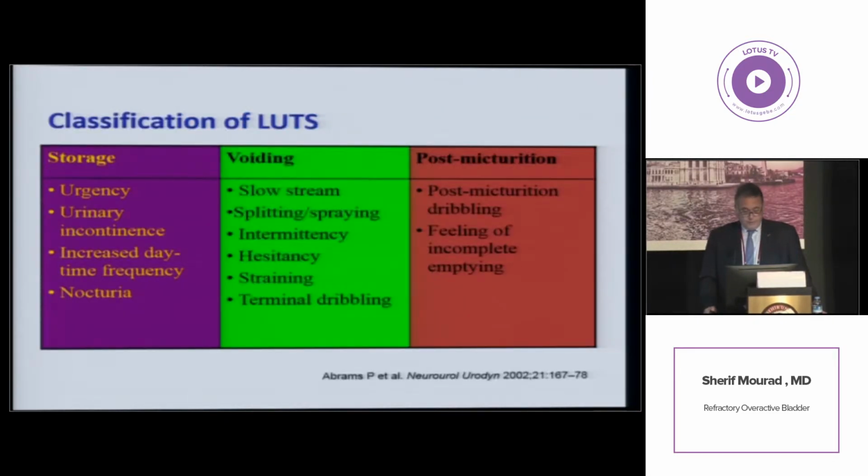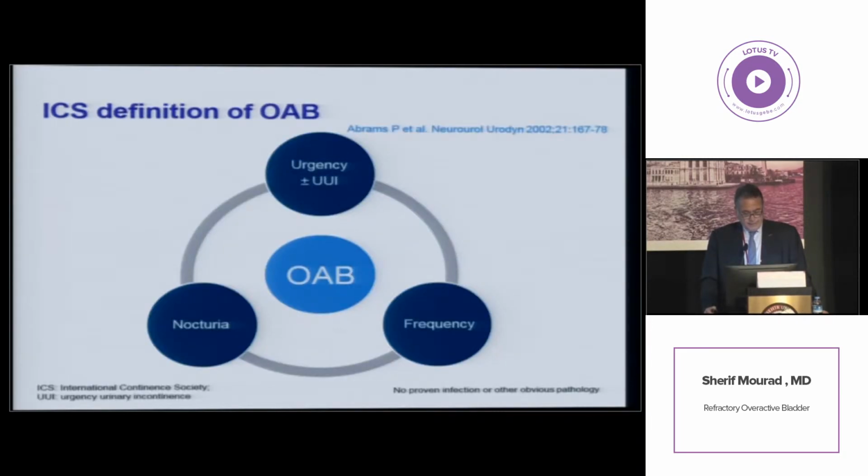The classification of LUTS doesn't differ a lot between men and women, actually. So we always have storage symptoms, voiding symptoms, and post-micturition symptoms, just to keep in mind when we are treating or dealing with overactive bladder. The ICS definition of overactive bladder is urgency, frequency, and nocturia, with or without urgency incontinence, in the absence of a local disease or pathology in the bladder.